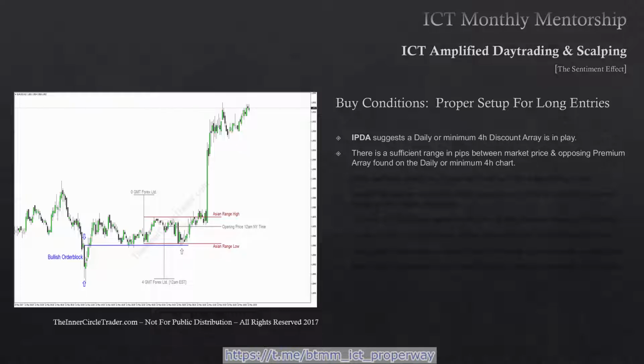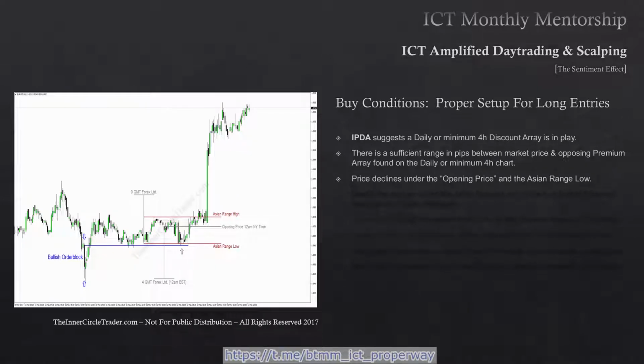By itself, it doesn't mean much at all. But if there's a sufficient range between the current market price when you're looking to take the trade and the opposing premium array that would be found on a daily and/or 4-hour chart, in other words, is it like 50, 60 pips? That's a healthy range for a day trade. Anything less than 40 pips, it's a scalp. It can be done, but I like to see 50 to 60 pips, preferably, for my own tastes.